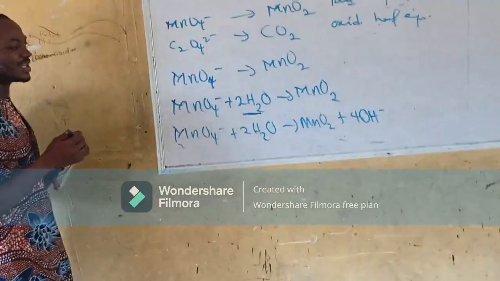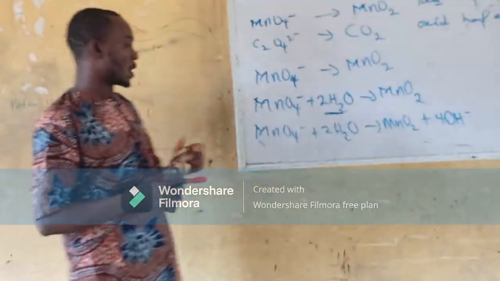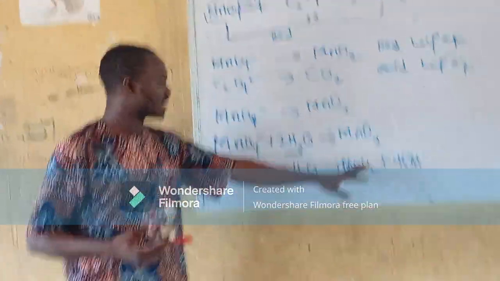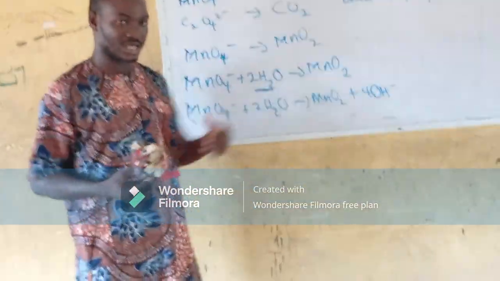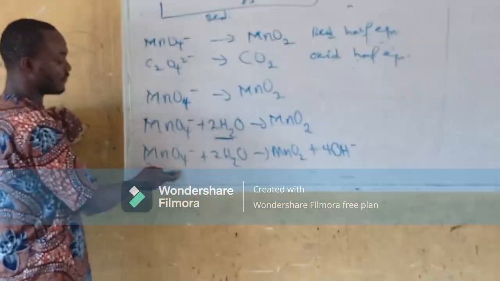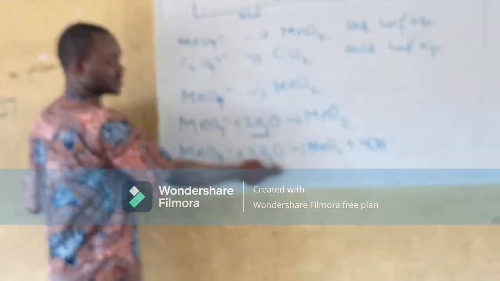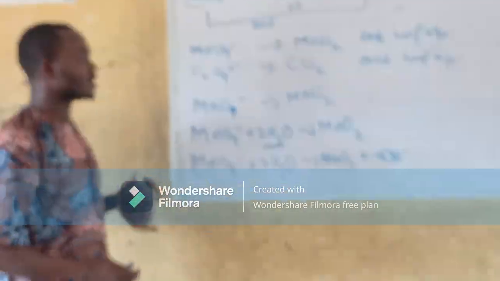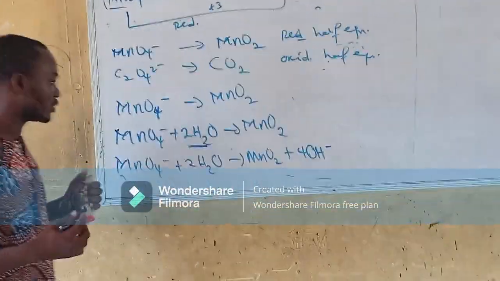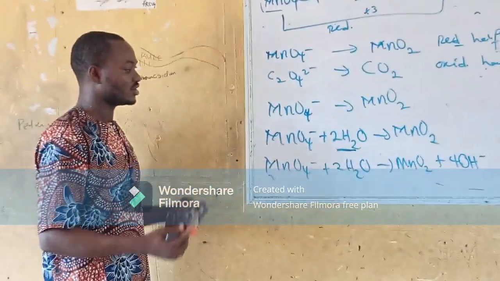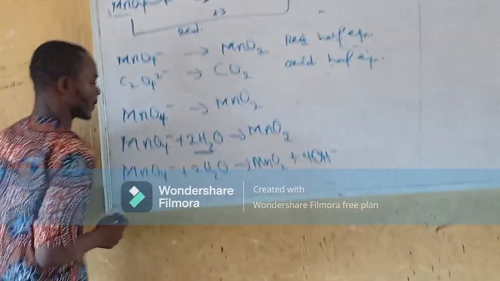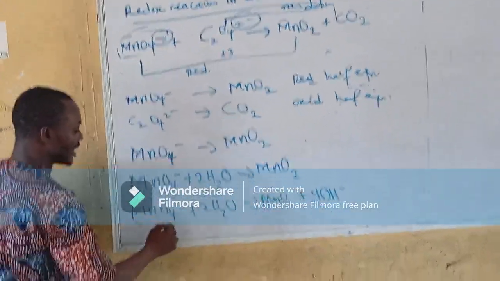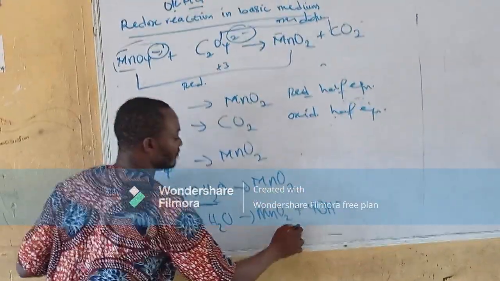Let's now check. If you look at this, you can see that the hydrogen you have here is balanced. Now the oxygen that you have here is also balanced. Let's check. Here we now have 4 oxygen plus 2, making 6 oxygen. Here we have 2 oxygen plus 4, making 6. It's now balanced. So the next thing is for you to balance the charges. The charges are the ones you are seeing on top here. Here we have -1. Here we have -4.